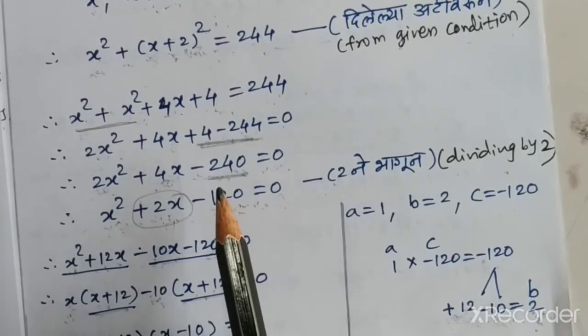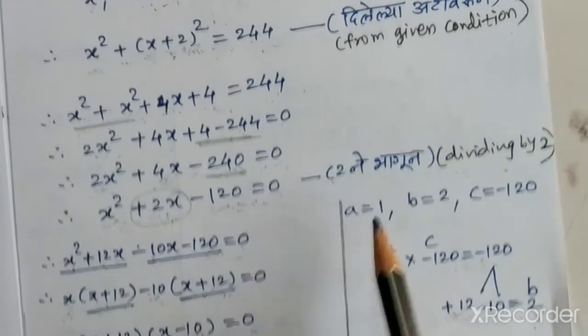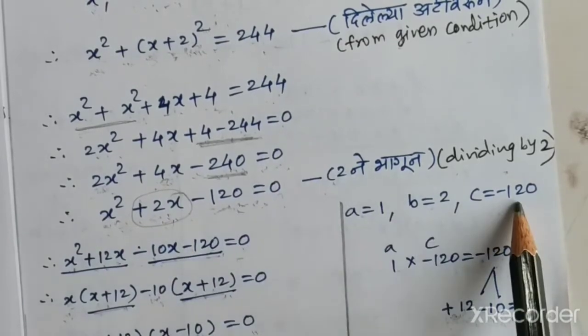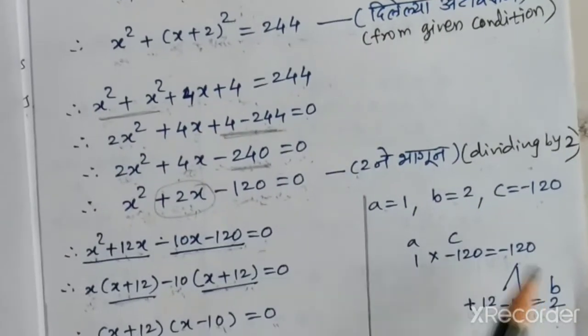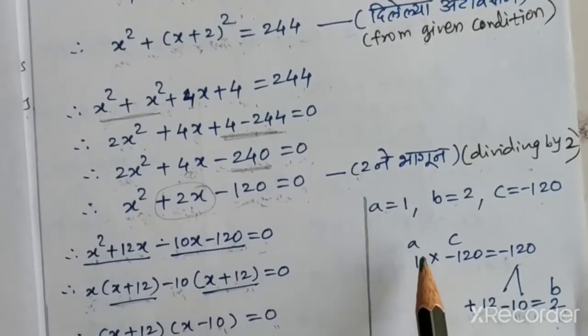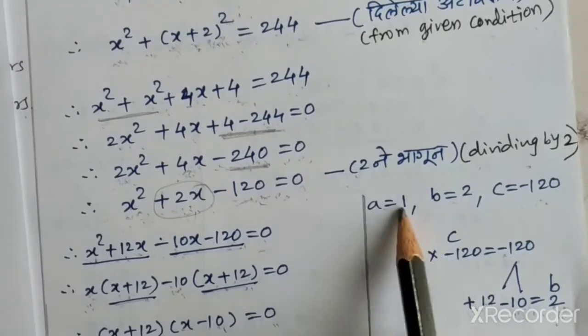Now we will write the values of a, b, c here. So a is 1, b is 2, and c is minus 120. In this way we are solving the quadratic equation by the factorization method. To find the factors, write the values of a, b, c first. Now take the product of a and c.